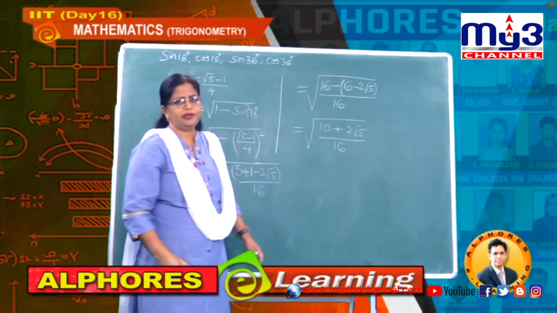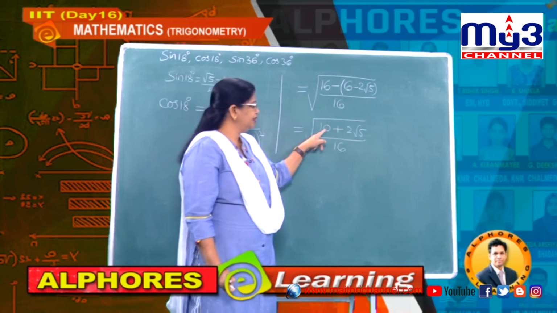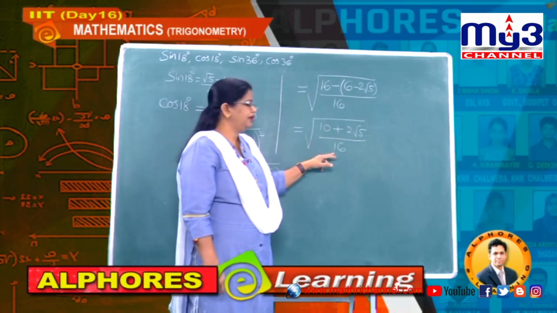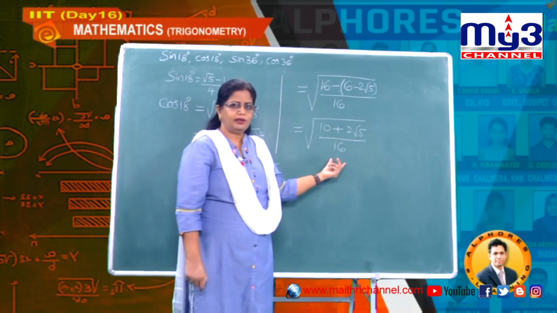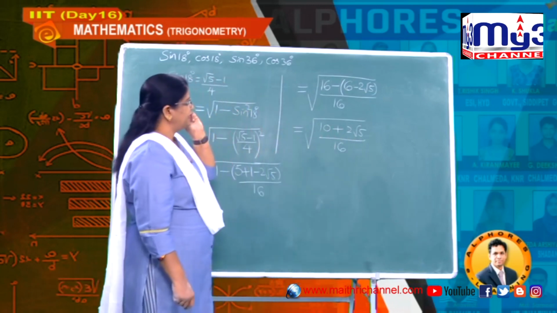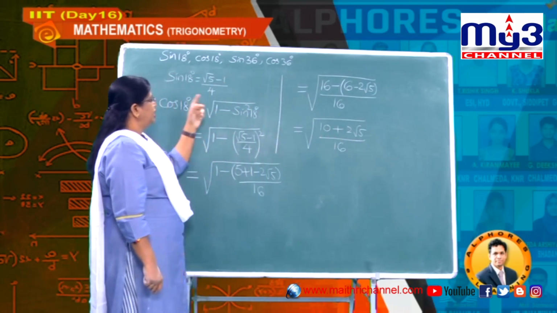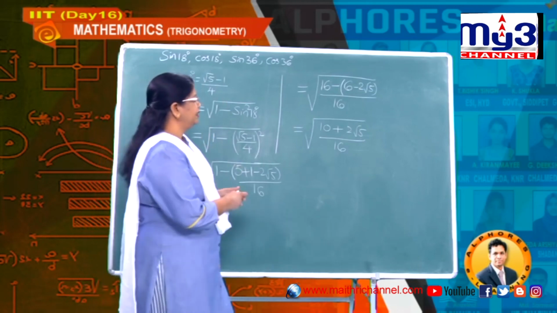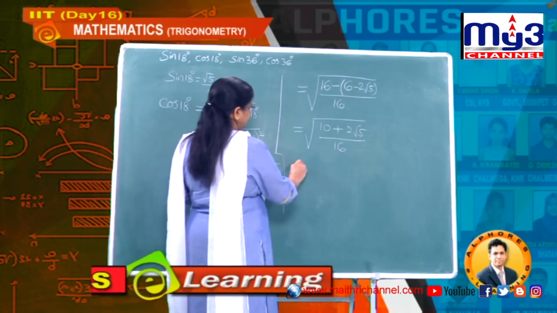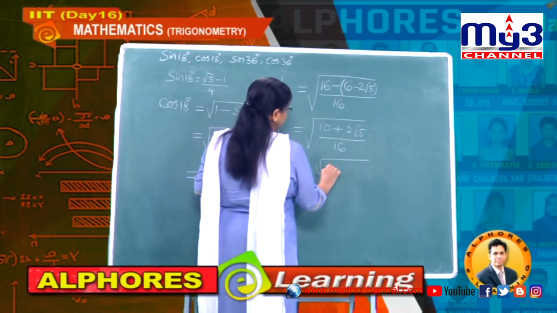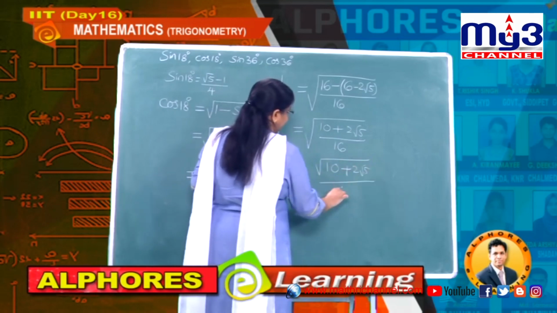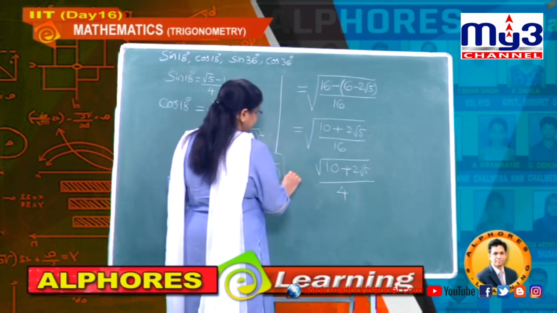Of course, you observe here 2 is there, 10 is there, and thereby we can cancel, and the denominator will become 8. But I want to put it as it is, because in all denominators let us expect 4, so that it is easy for us to remember. Okay. So I am not cancelling here, let it be as it is. So this is the numerator, how much students? 10 plus 2 root 5 divided by 4. Okay.